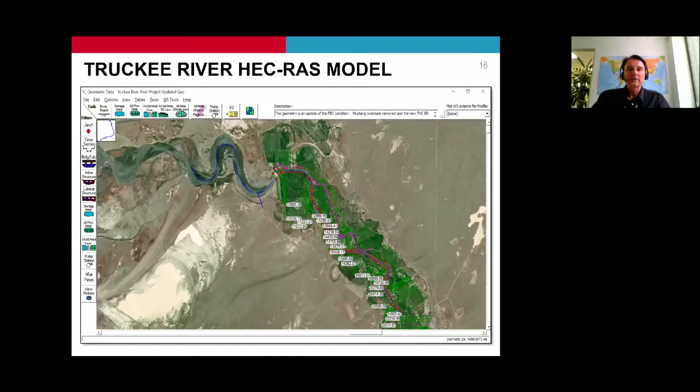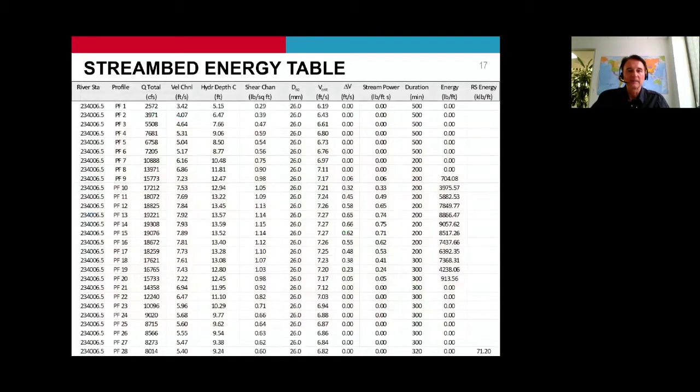Evaluation of the streambed mobilization energy is based on the HEC-RAS model results: velocity, shear, and hydraulic depth. We use the Truckee River hydraulic model that was initially developed by the Corps of Engineers for a 54-mile reach from Vista Narrows all the way to Pyramid Lake. So the procedure is essentially to discretize the flow hydrograph into a series of histogram blocks with certain duration, and each block is set up as one steady flow profile in HEC-RAS.